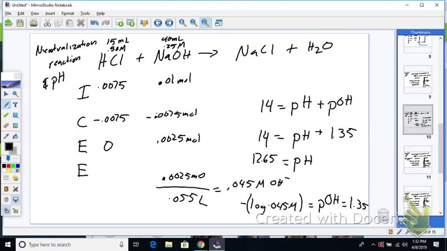pH probes are here. Come and get them. I'm going to show you how to calibrate, but you'll have to plug it in. If everybody's ready together, we'll get you to calibrate.